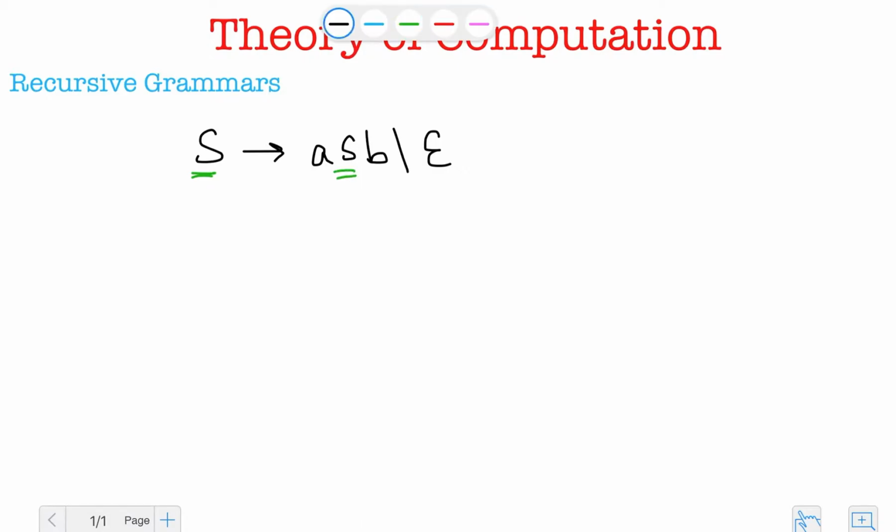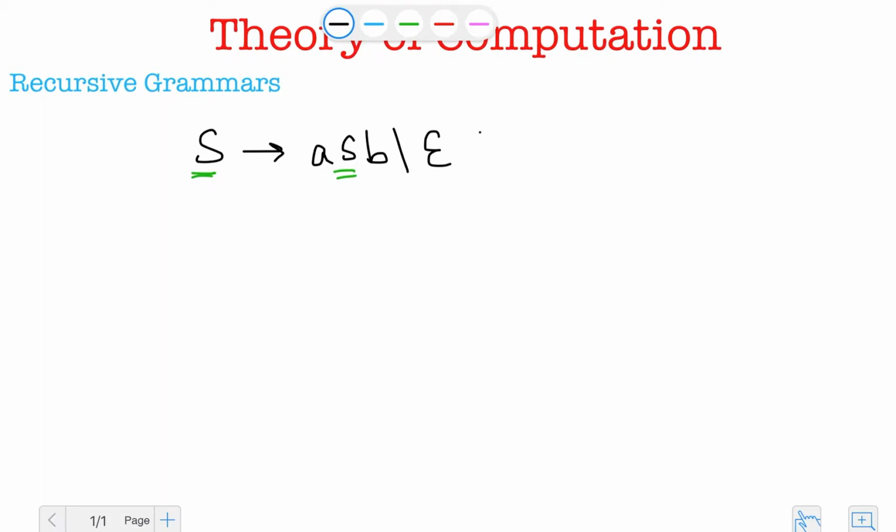And what is a recursive grammar? A recursive grammar is a grammar which has, for some production rule, the same symbol on the left and the right hand side of the production rule. So if I have, let's say, something like S goes to AS, this is an example of a recursive grammar because I have S on the left here and on the right here.